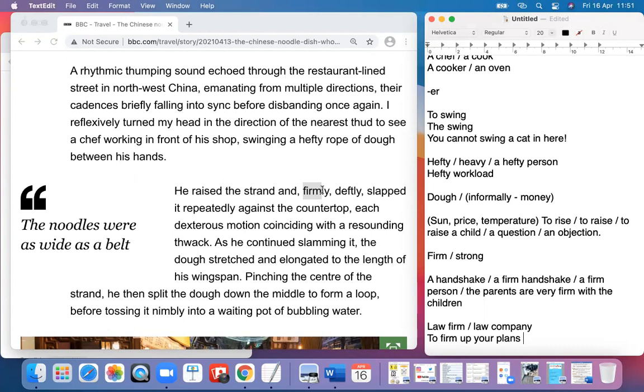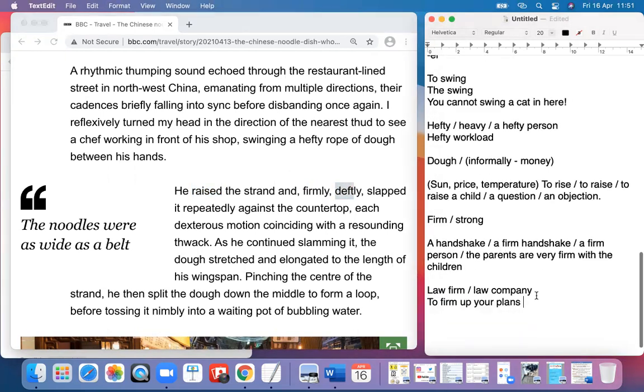And here it's the adverb. So it's related to the verb raised. So it means he lifted the strand very strongly. Deftly is very advanced vocabulary and very typical. There is one expression, we say a deft touch, which is a very skilled or very talented touch. If you have a deft touch, it's like a very nice, very beautiful touch.